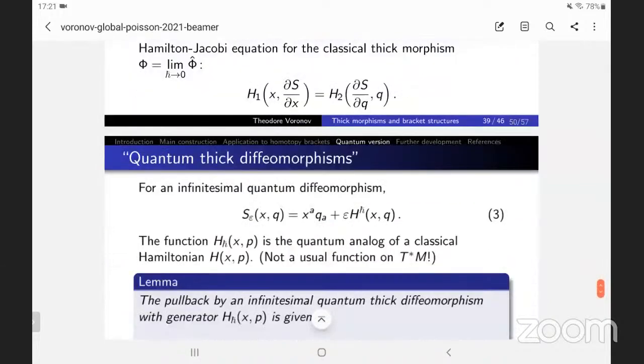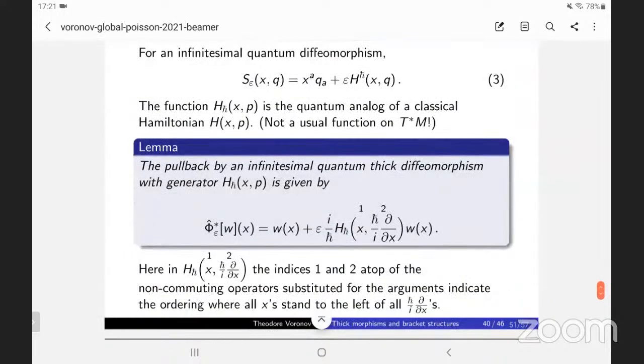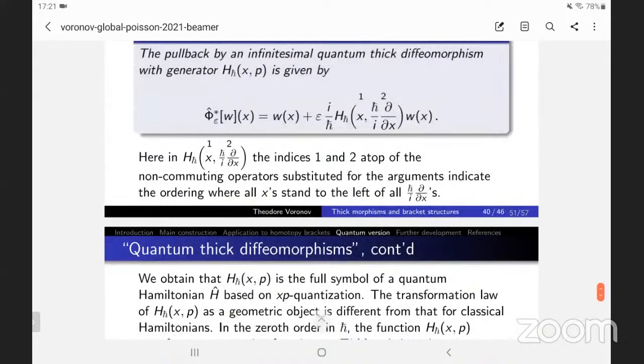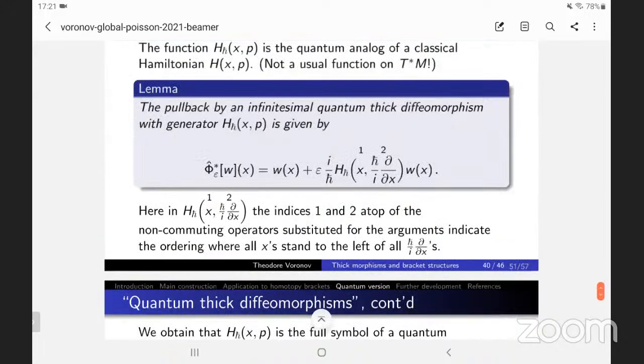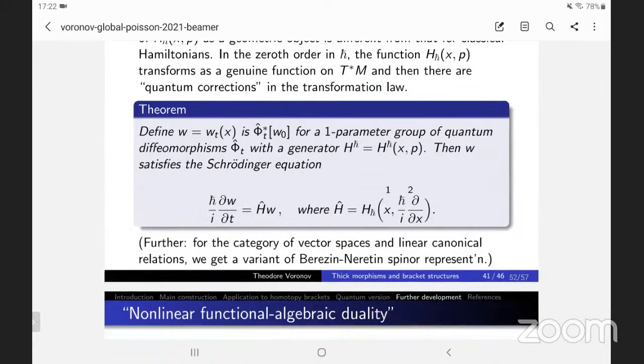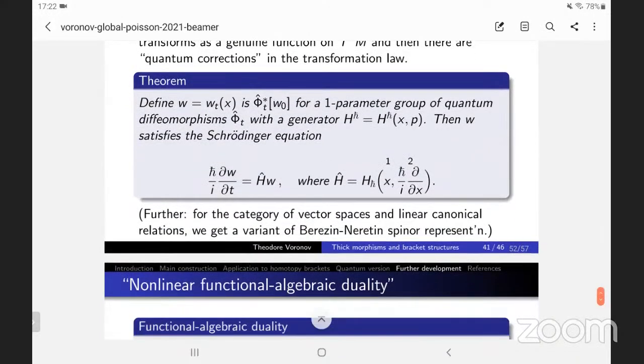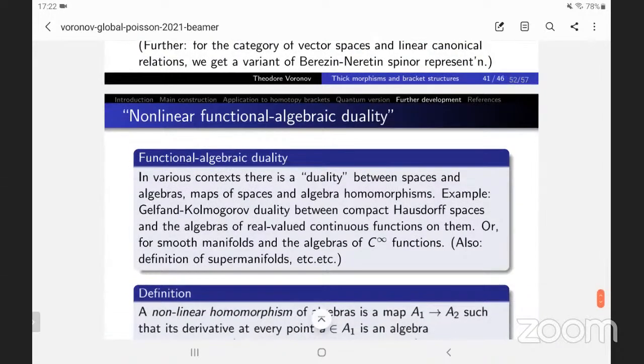Well, there's a quantum analog of what I said about the action of a Hamiltonian. We have the Schrodinger equation here, no doubt, but I have to jump over that. And let me finish with the discussion of the question that I posed at the beginning.